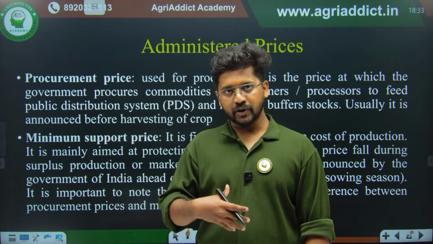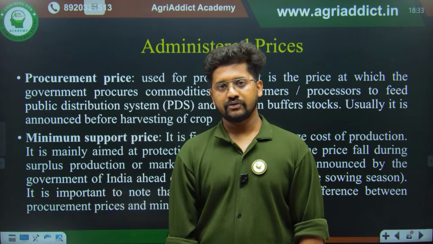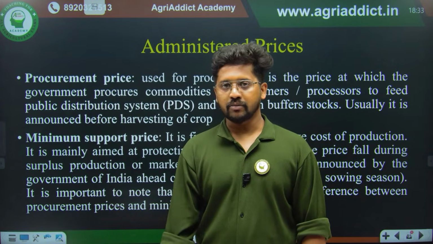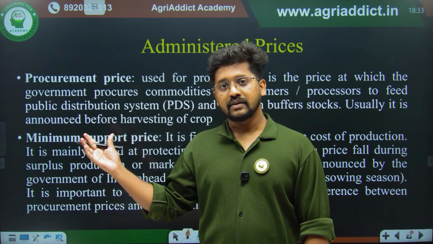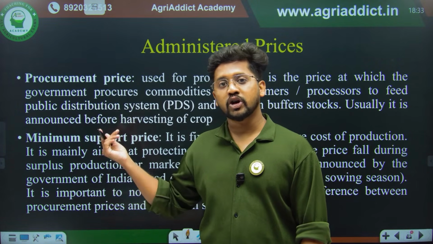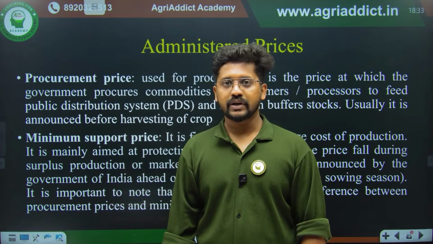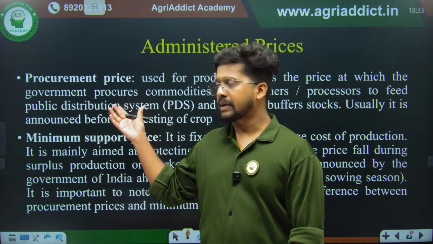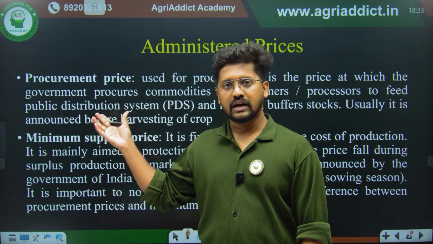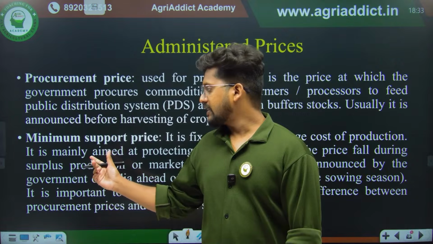When the government is procuring, how much money are they actually giving to the farmer? That is none other than the procurement price. And when the government is procuring, this is after the harvest. So the procurement price will be announced in a notification during the harvest only. During or after the harvest only the price will be announced, and this is known as procurement price.